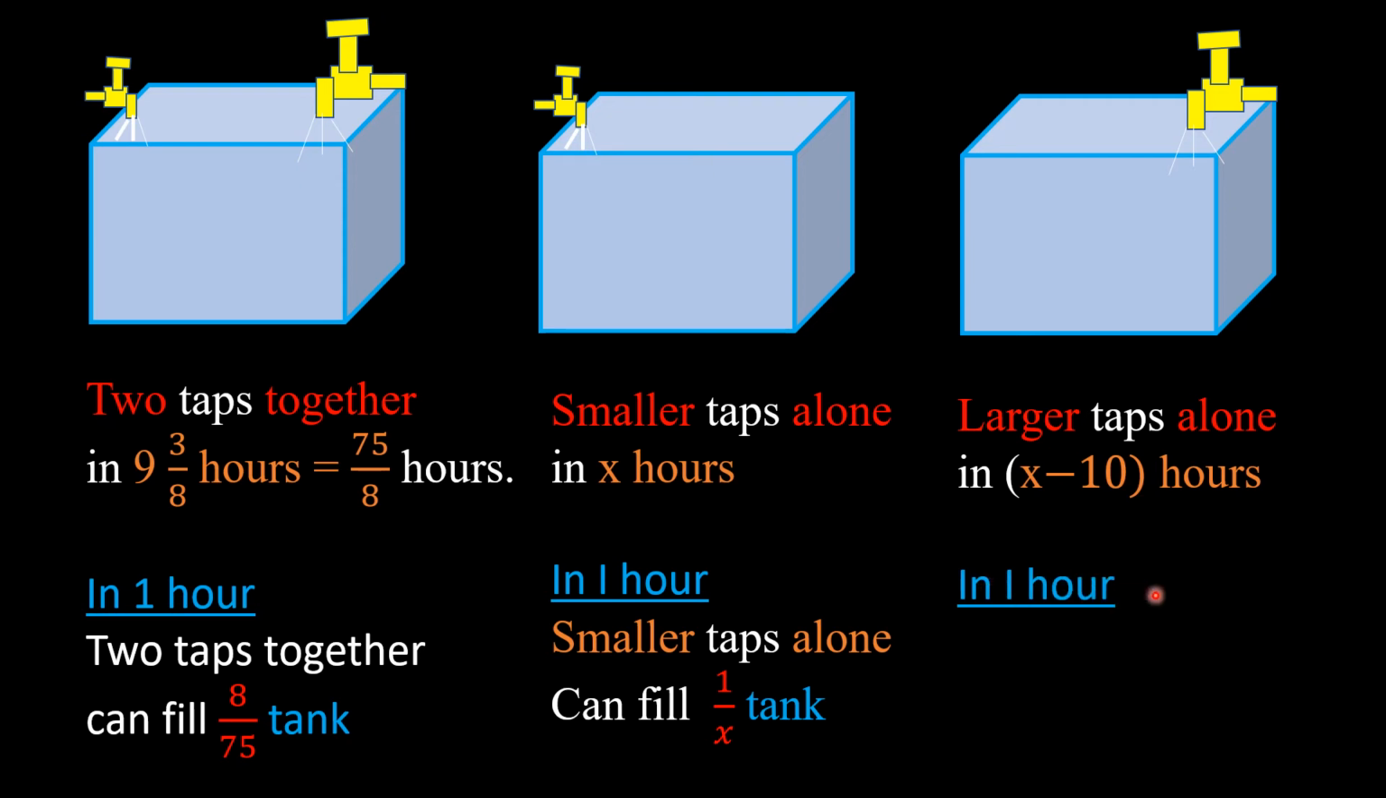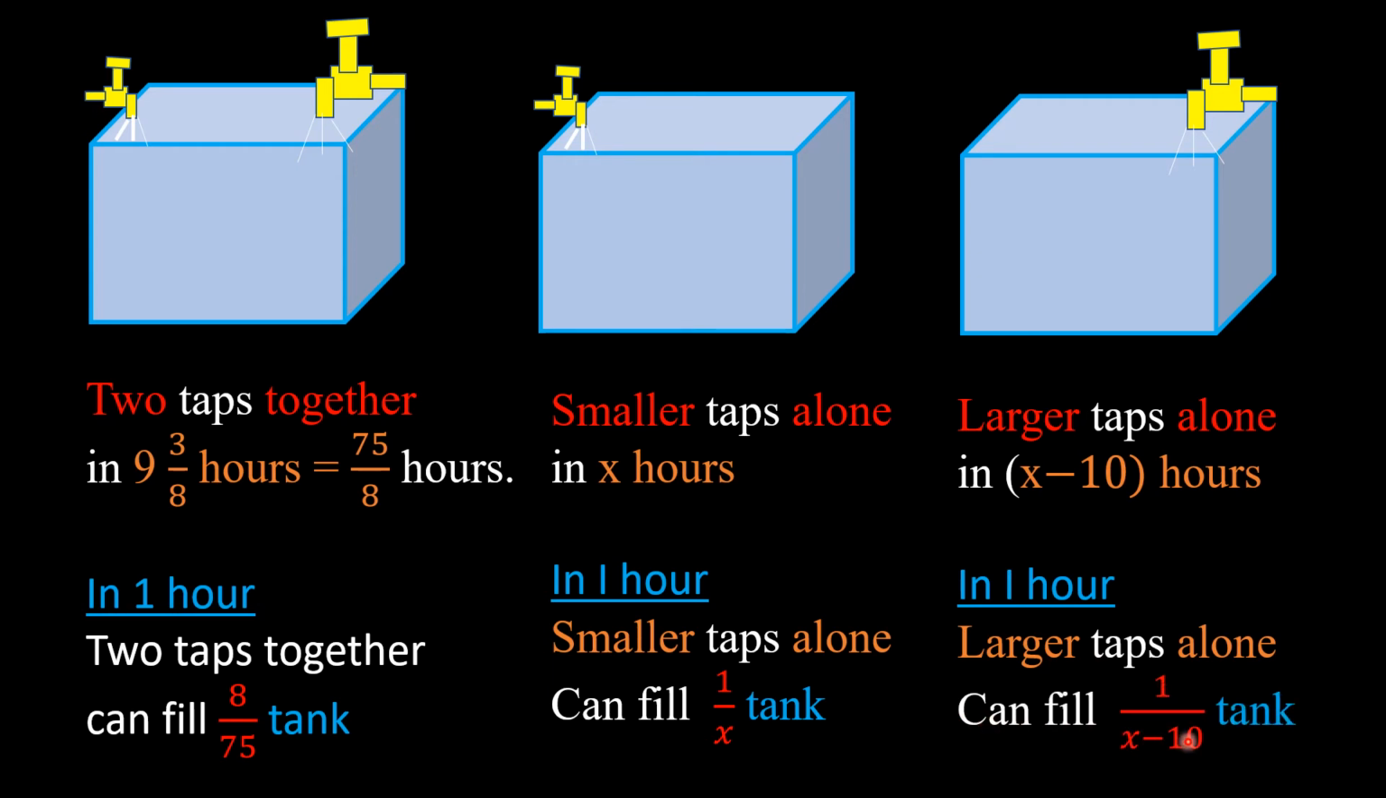In 1 hour, the larger tap alone can fill 1 divided by x minus 10 tank. This 1 divided by x minus 10 is the reciprocal of x minus 10. So we have found out in 1 hour how much tank these two taps together and smaller tap alone and larger tap alone can fill the tank.